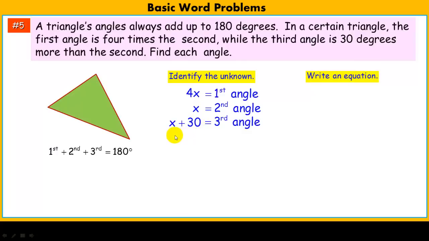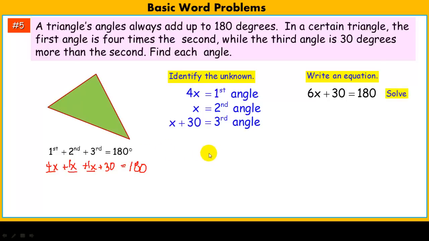And now we just add them up. First angle is 4x plus second angle is x plus the third angle is x plus 30. This is going to give us our equation. We just do a little simplifying beforehand. 4x, 1x, 1x, I got 6x plus 30 equals 180. Now we solve. Subtract 30, divide by 6. x equals 25. Now we have to answer the simple question, which is find the angles.